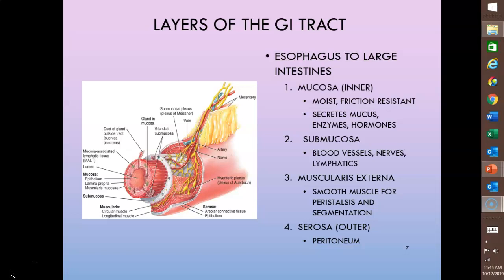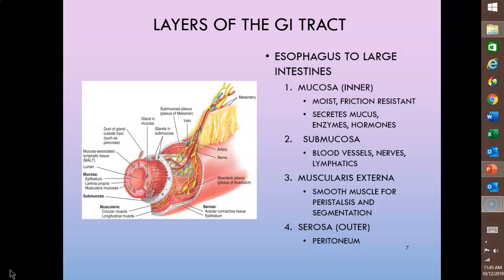The wall of the gastrointestinal tract from the lower part of the esophagus to the anal canal has the same basic 4-layer tissue arrangement. The 4 layers from deep to superficial are the mucosa, the submucosa, the muscularis, and the serosa, which is sometimes called the adventitia.